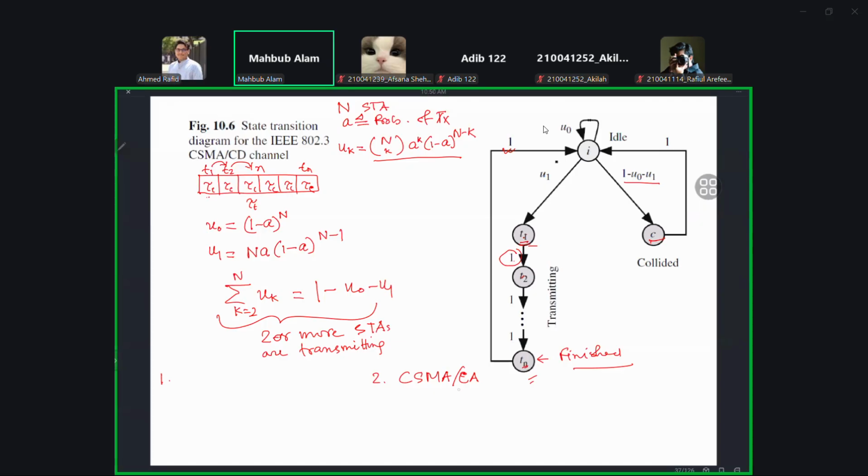And in case of CSMA-CA, I actually asked the question, what will happen if the protocol would be CSMA-CA? Anybody has any idea?